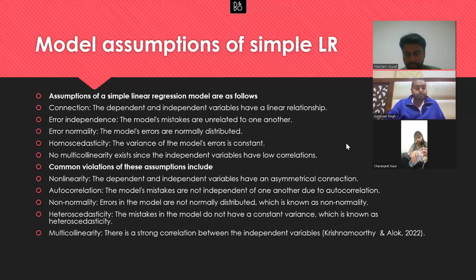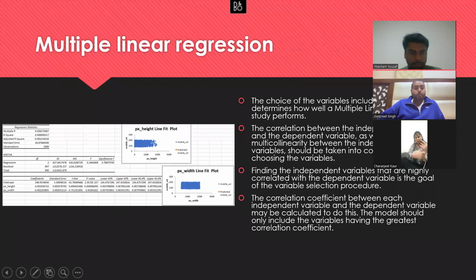In the next slide, the choice of the variables included in the model determines how well a multiple linear regression study performs. The correlation between the independent variables and the dependent variable, as well as the multicollinearity between the independent variables, should be taken into consideration while choosing the variables. Finding the independent variables that are highly correlated with the dependent variable is the goal of the variable selection procedure. The correlation coefficients between each independent and dependent variable may be calculated to do this. The model should only include the variables having the greatest correlation coefficients.